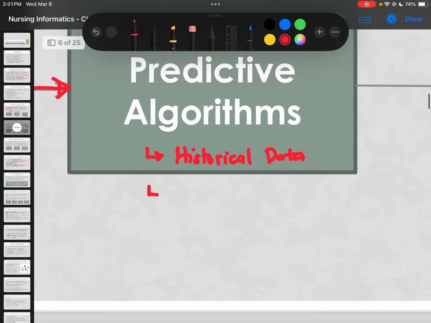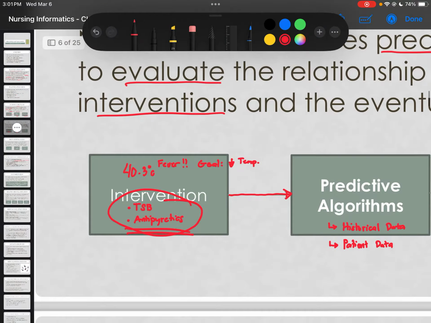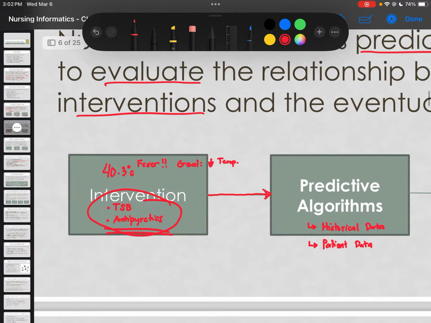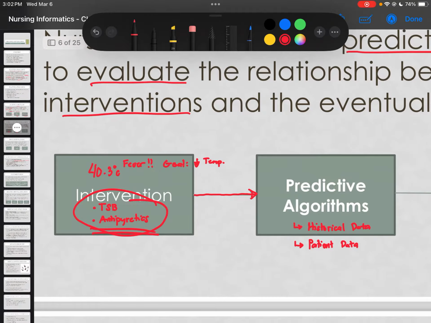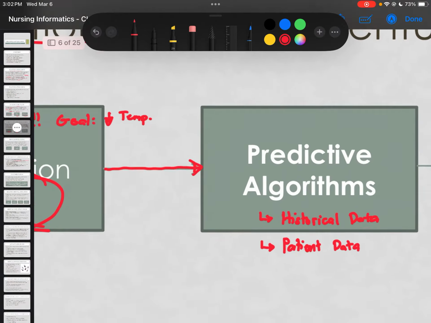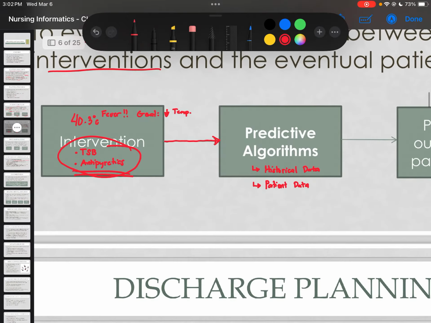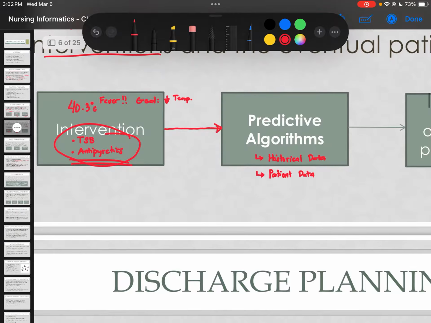Aside from that class, the algorithm will also use patient data. Okay, it will check the patient's electronic health record to see if the patient is reactive, no, or capable of undergoing or treating, kanang adapting themselves, no. It will also check, no. So yan na siya, predictive algorithm.